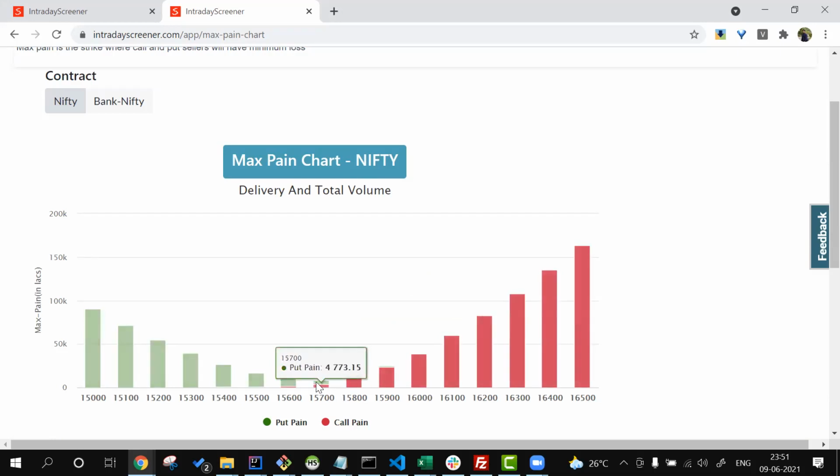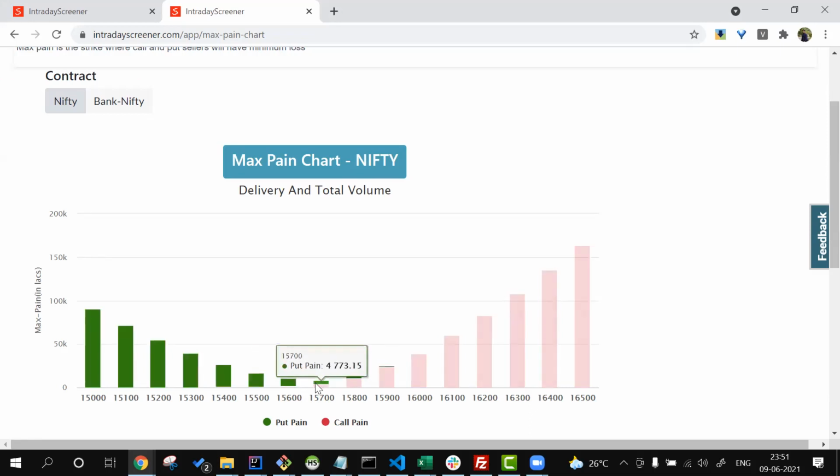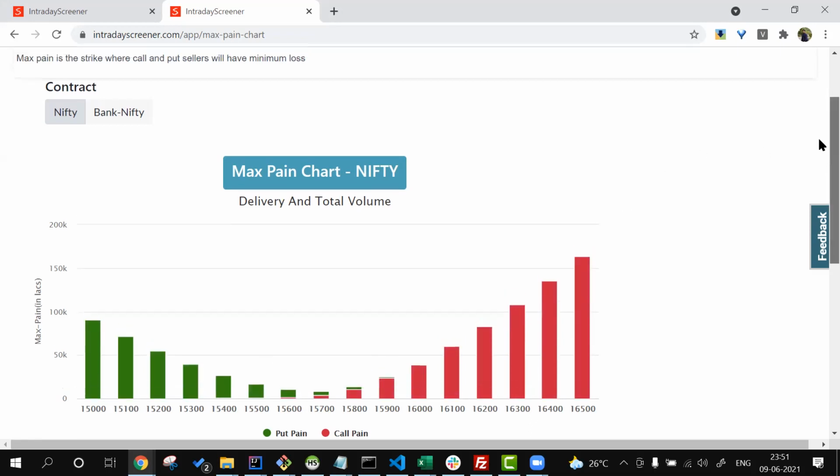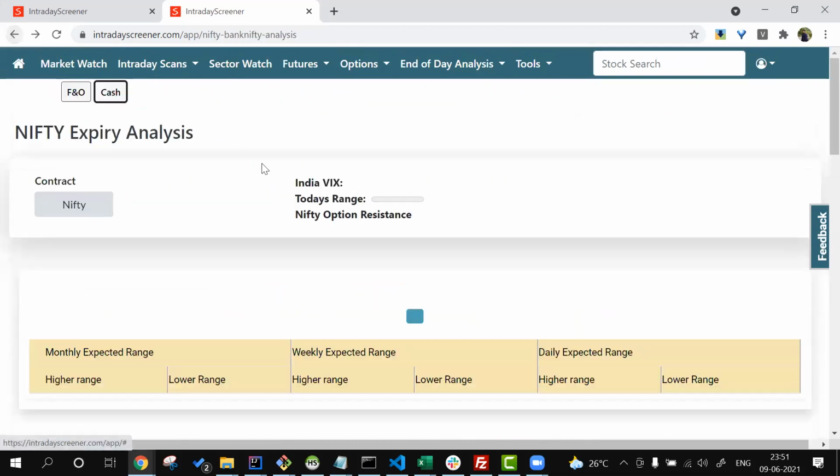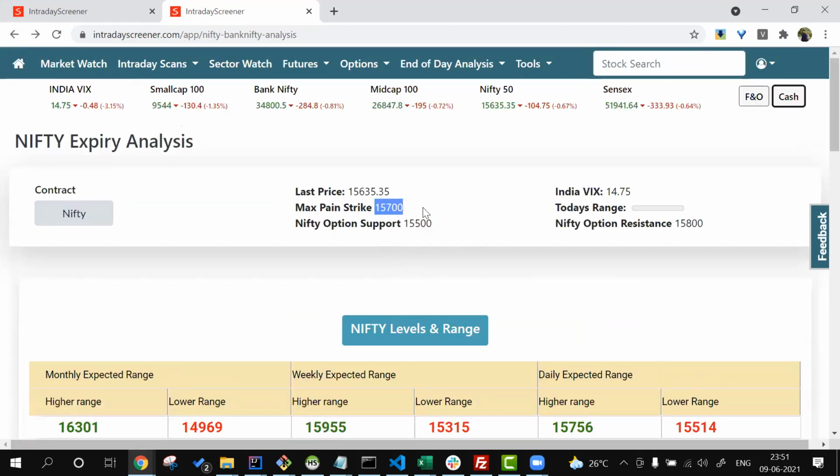So the place where call pain and put pain is least is where expiry is likely to happen. Even with the current data, you can see that 15600 and 15700 is the range where the max pain level is. So most probably expiry may happen at around those levels. Again, you can see the max pain strike is 15700.